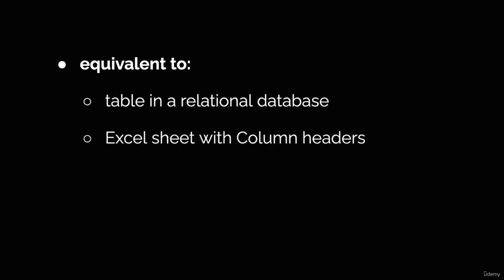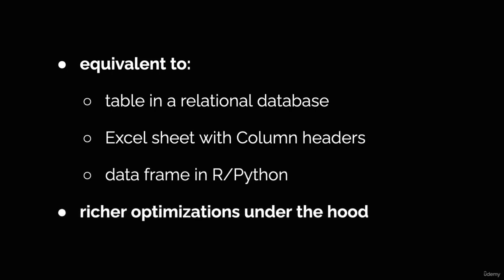This may sound familiar to you if you've ever worked with data before, because this is the equivalent of a table in a relational database, as well as an Excel sheet with column headers, and a data frame is equivalent to a data frame in R or Python, if you've ever worked with those. The data frame of Apache Spark is different from a table, a sheet, or a data frame in R or Python, however, because it provides richer optimizations under the hood. So that's what makes it a lot more efficient.